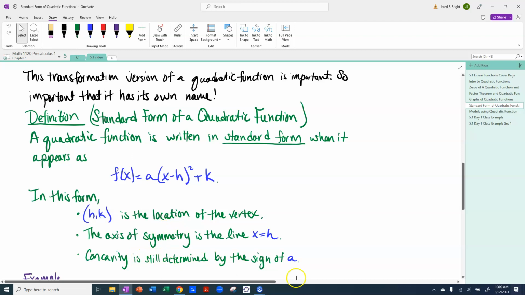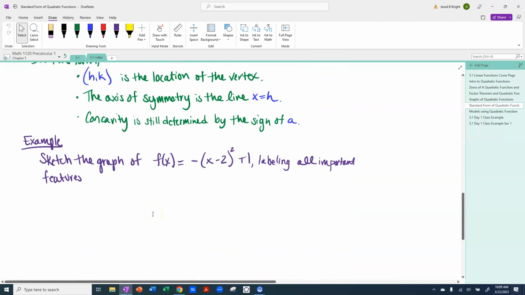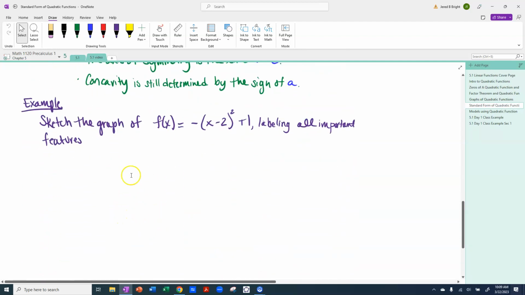And then concavity is still determined by the sign of A. So there we go. We have another bit of language to use around quadratic functions, but this form is actually pretty helpful. Okay, it allows us to perhaps sketch a graph of the function maybe quicker or more easily. Let's see it in action.